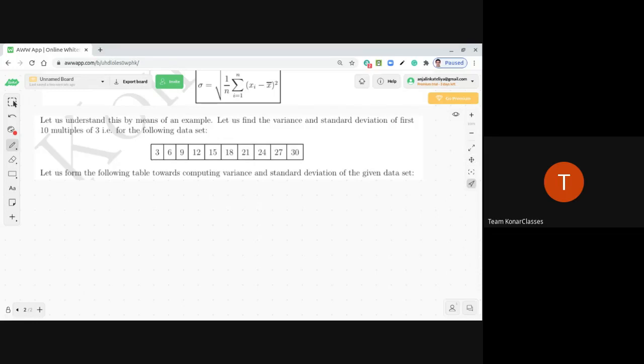What are the first 10 multiples of 3, dear students? It is here: 3, 6, 9, 12, 18, 21, 24, 27, and 30. Let us form the following table towards computing variance and standard deviation of the given dataset. So what is the table we need to form, dear students? We need to form a table something like this.